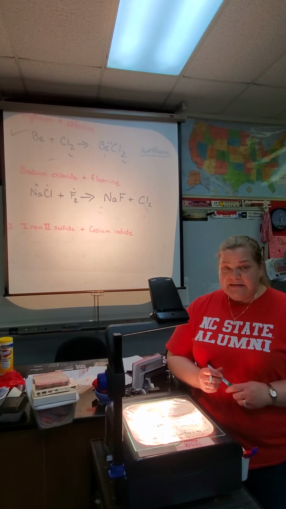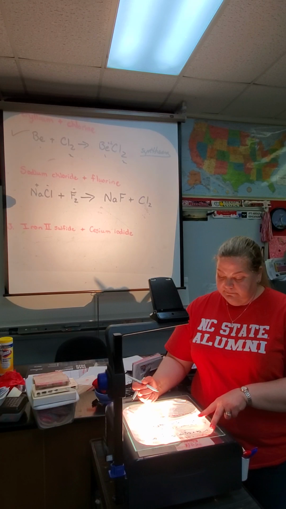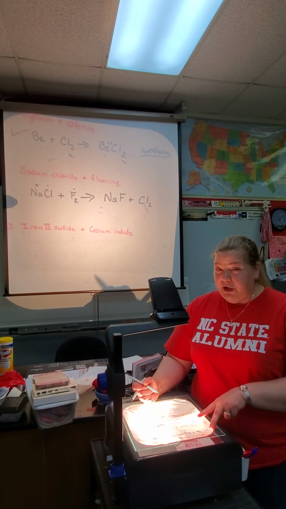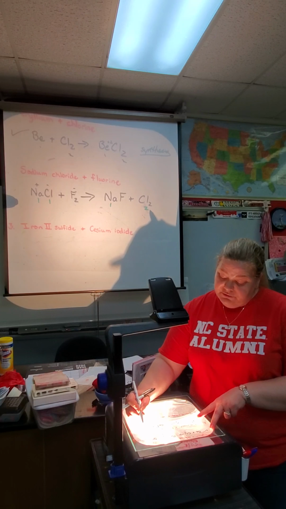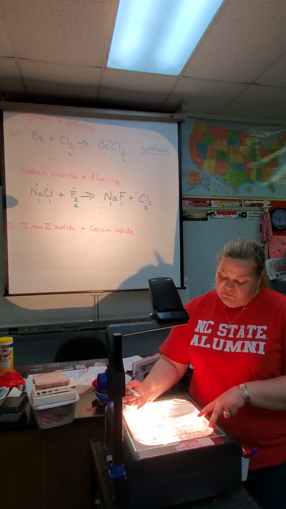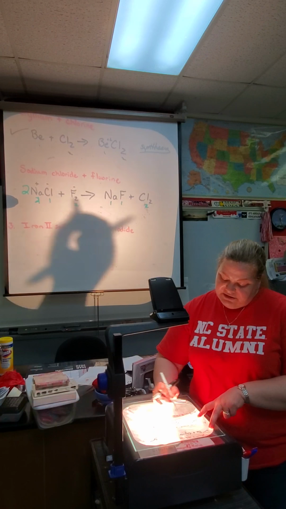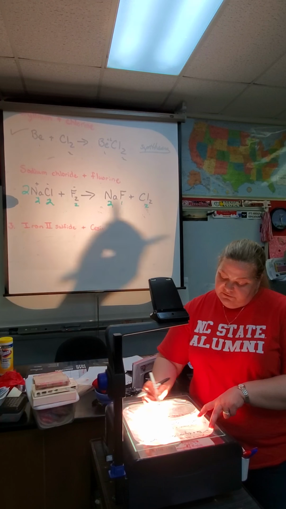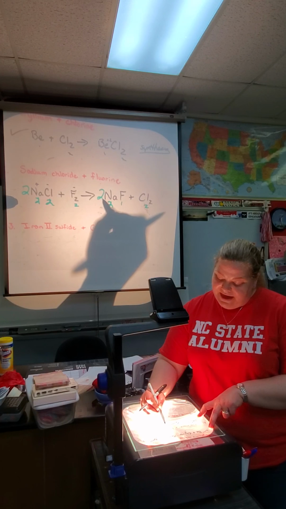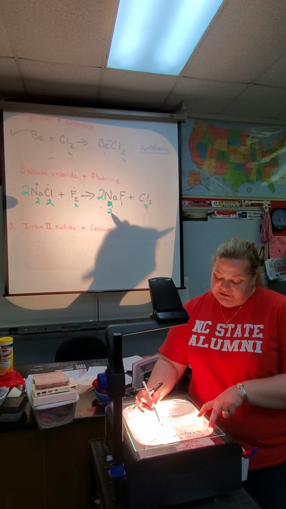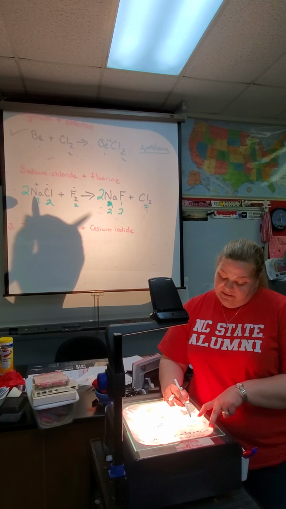Now, pause this, balance it. Going to go through now and count. 1 sodium, 1 sodium, 1 chlorine, 2 chlorines, 2 fluorines, 1 fluorine. Start with your chlorines. 2, that now changes sodium to 2, sodium to 2, 2 chlorines, 2 chlorines. I have F, so I have to put that there. That gives me 2 sodiums and 2 fluorines. Fluorines are balanced. Sodiums are balanced.